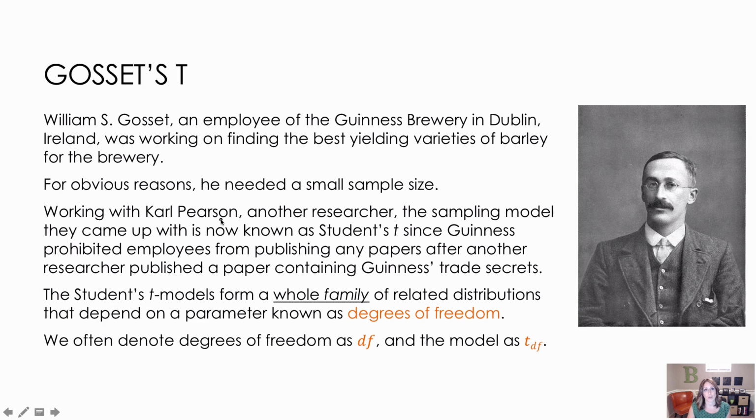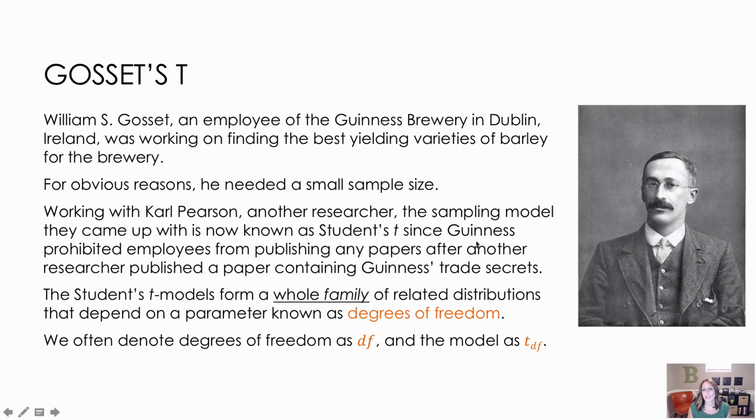Well, William Gosset worked for the Guinness Brewery in Dublin, Ireland, and he was working basically to find the best yielding varieties of barley for the brewery. For obvious reasons, because he had to do some serious sample testing, he needed a small sample size. He was working with Karl Pearson, another researcher, and together they came up with this new model. Basically, what the new model did is it accounted for that extra variation.